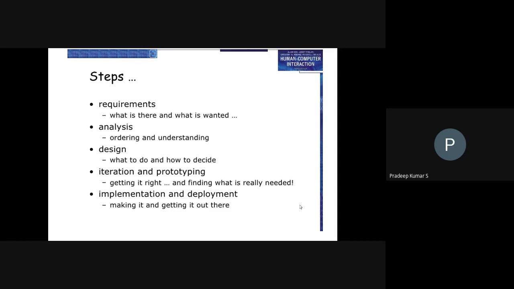Okay. Next, the requirements are the same thing. What is there? What is wanted? In simple words, a few simple words, you can easily understand the requirements, analysis, design, iteration, and implementation. Here the requirements: what is there, what is wanted. Analysis: ordering and understanding. Design: what to do, how to design. Iteration and prototyping: getting it right, and finding what is really needed.